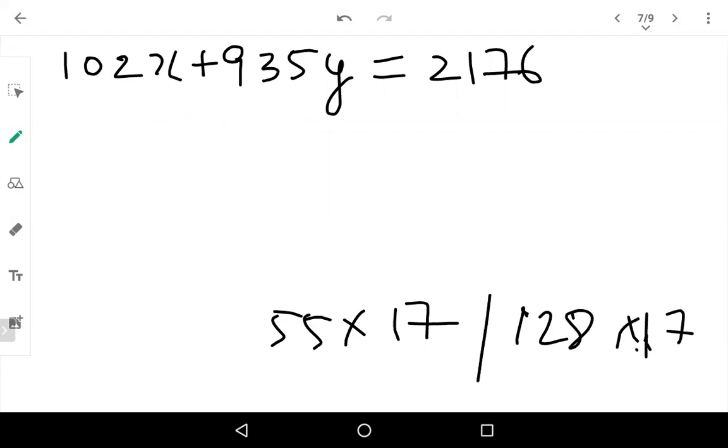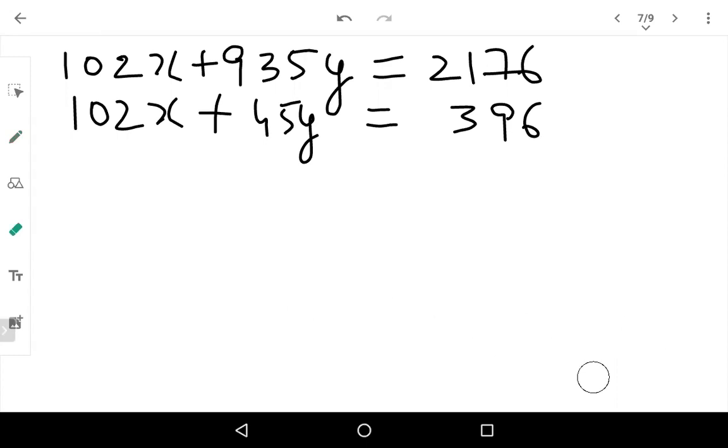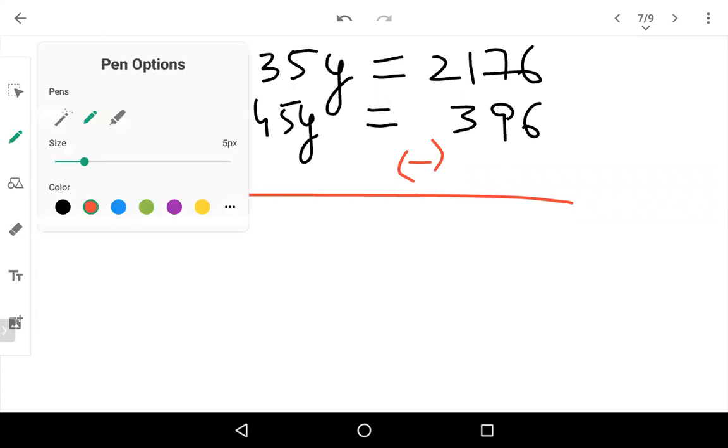Correct? Next equation, again I'll get 102x plus 15 into 3 is 45y is equal to 396. Now we are supposed to change the sign. Plus will become minus everywhere. Now let us subtract these two equations. Now what do you get?